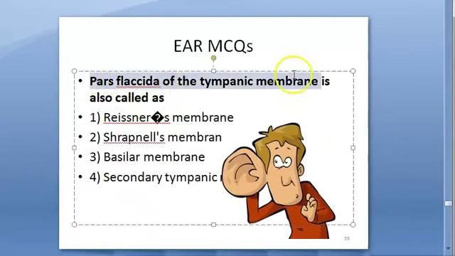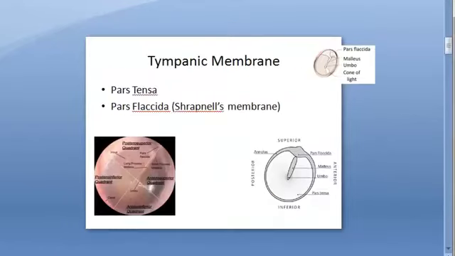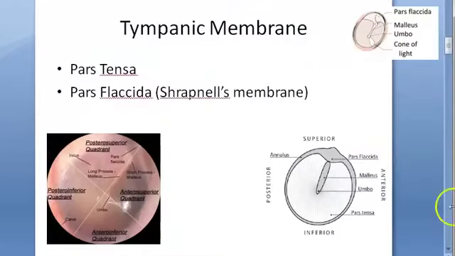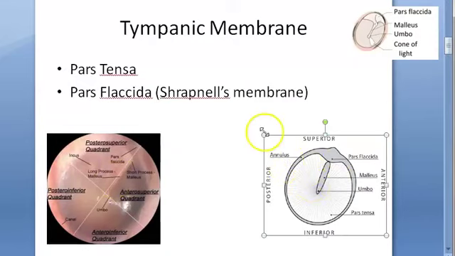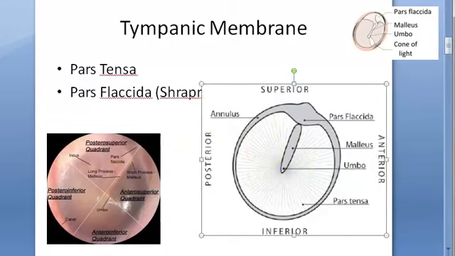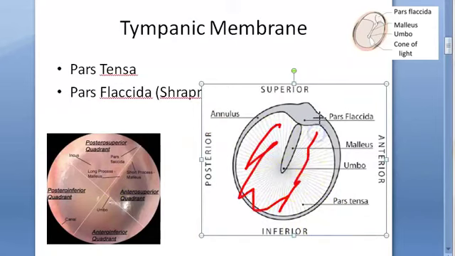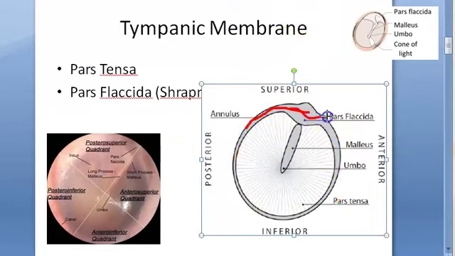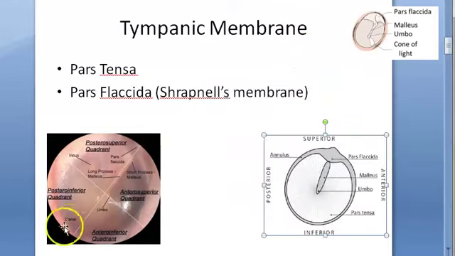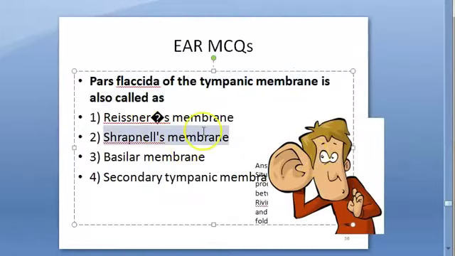Pars flaccida of the tympanic membrane is also called as, let's look at this. If you remember our tympanic membrane anatomy, here you have the parts: pars tensa and pars flaccida. Pars tensa is the maximum part. Pars flaccida is this portion, this grey thing. It is also called Shrapnel's membrane. Okay, so let us look at the answer here.